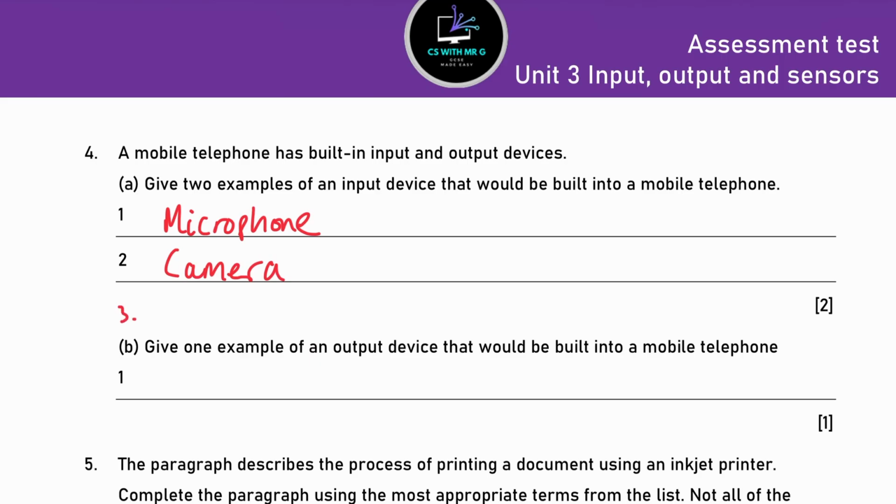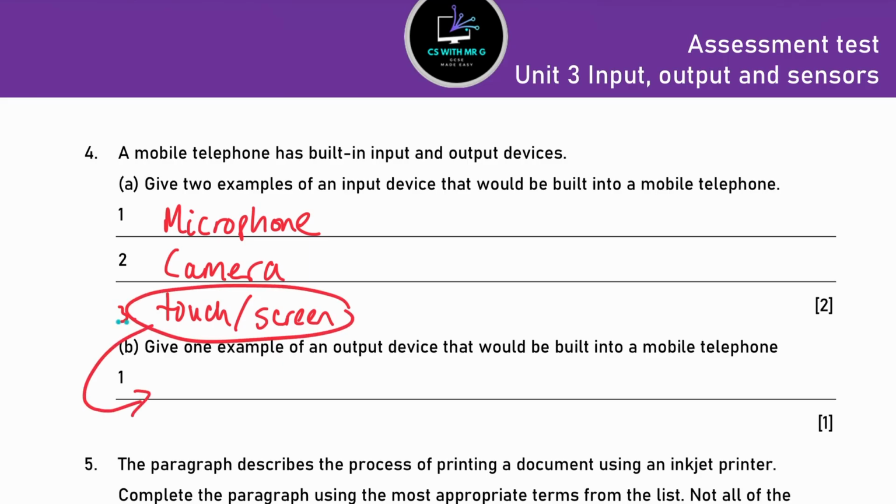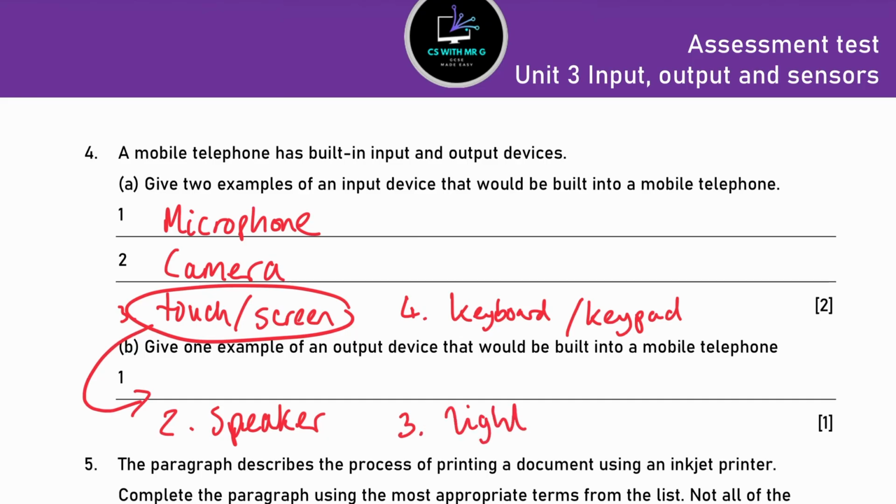And just for good measure, we can also mention a touchscreen. However, if you say touchscreen here, you can't say it in the output device, because although a touchscreen is both, you can only mention it in one. You could also mention a keyboard or keypad. If it's an older style phone, some phones do have buttons for the keyboard rather than the virtual keyboard on the screen. So you can mention that as well. But if you don't mention touchscreen in the input, you can put it in the output. And then you can also put a speaker, because this outputs sound. And you could also mention the light as well, this outputs light. So nice and simple input and output devices.